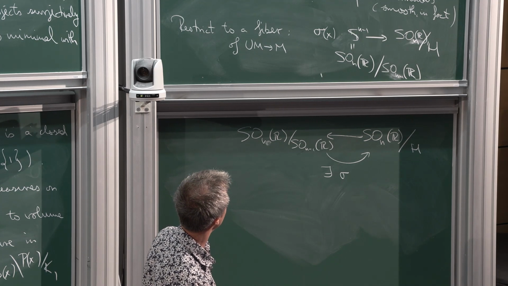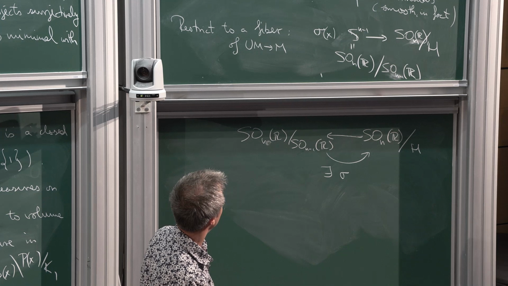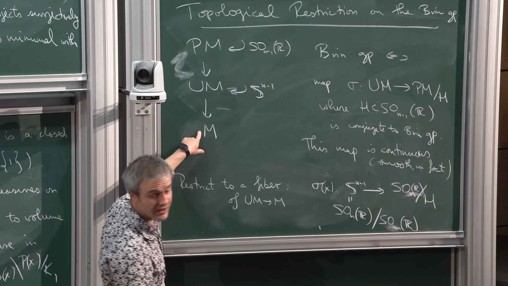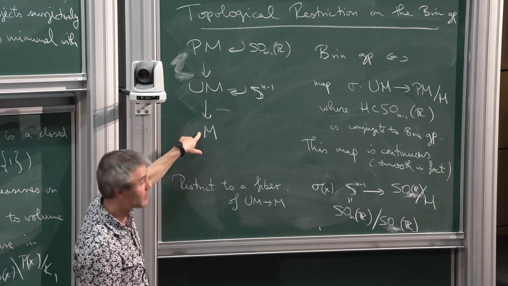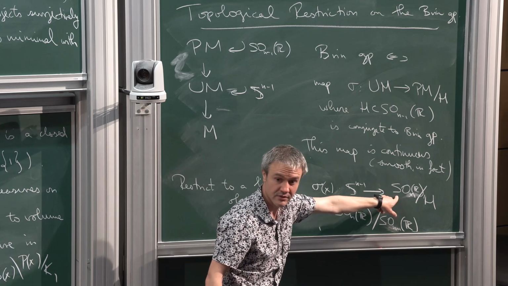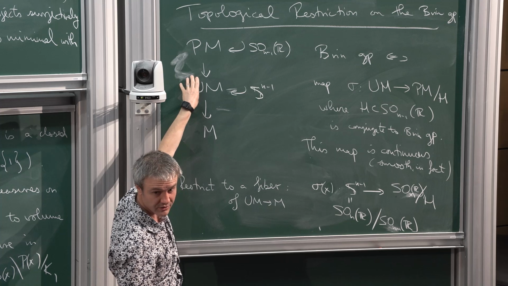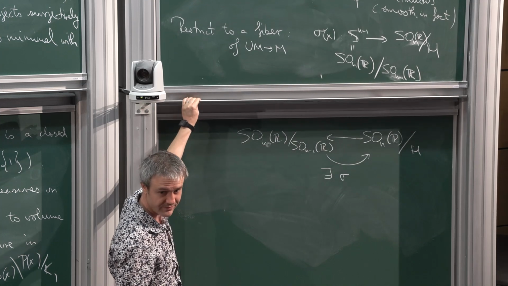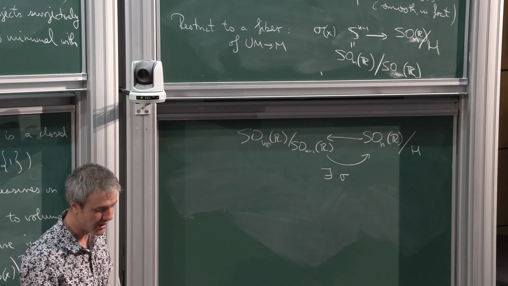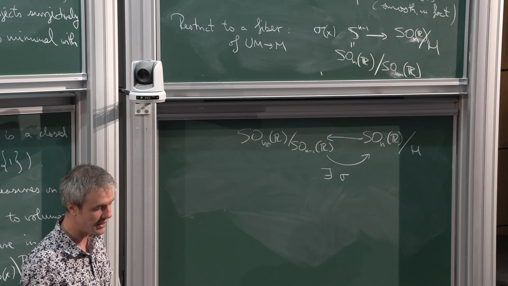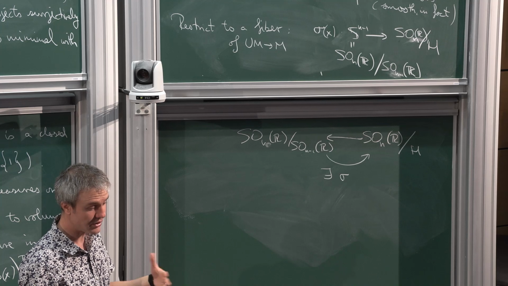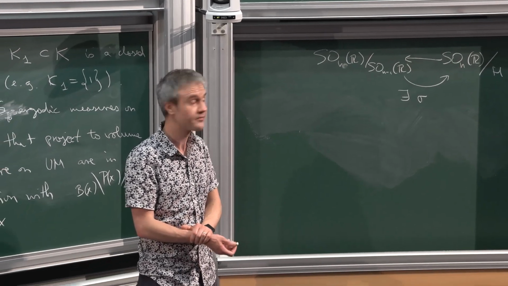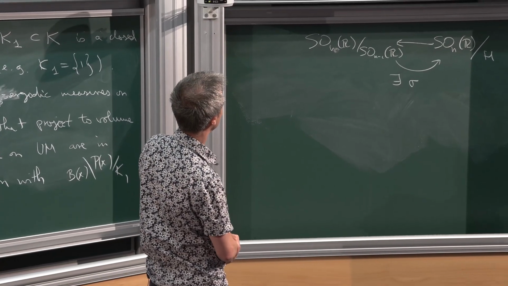No, because I'm taking the fiber over point X. Oh, you're taking the whole fiber. The whole fiber over X is SO(n, R). And because I'm also taking here the whole sphere of such things. Okay. Yeah, so the obstruction comes from the fact that the underlying manifold for a geodesic flow is not any manifold, but it's the unit tangent bundle, which in particular has all these spheres. Okay.